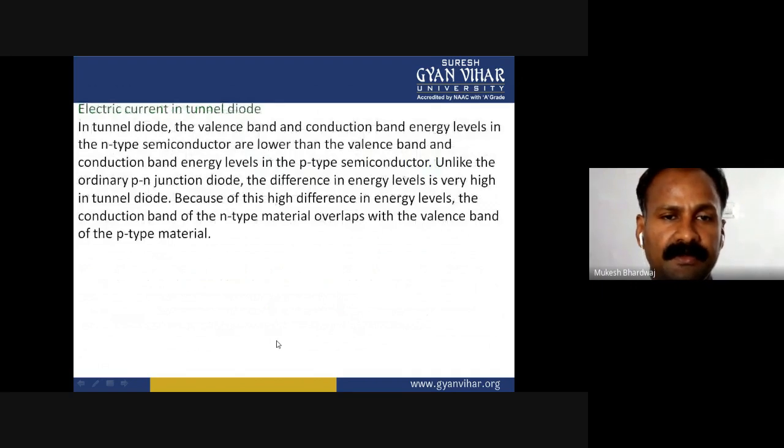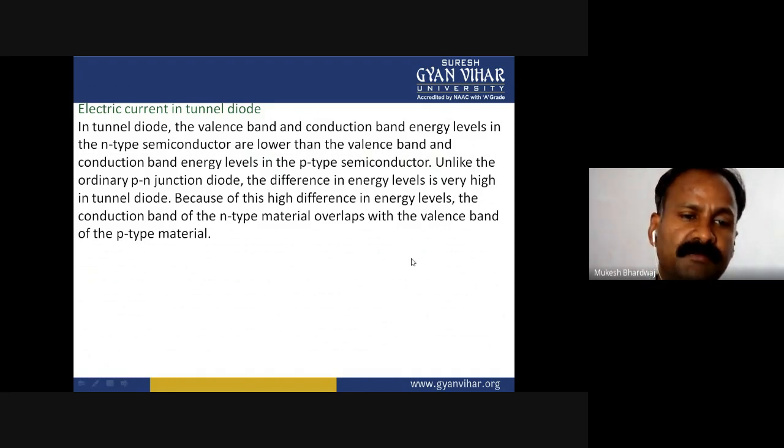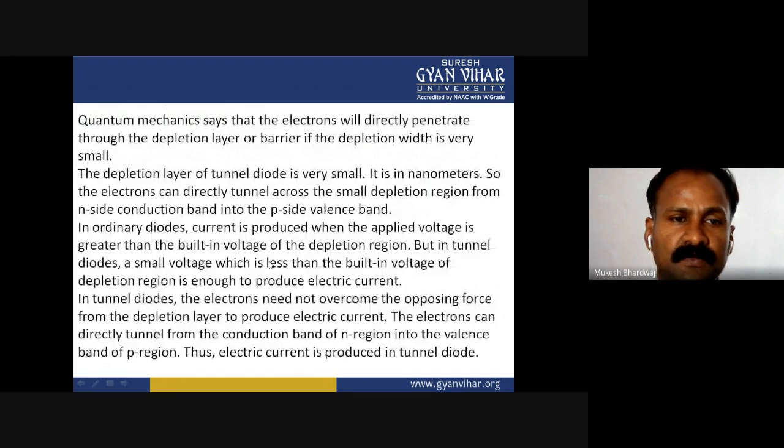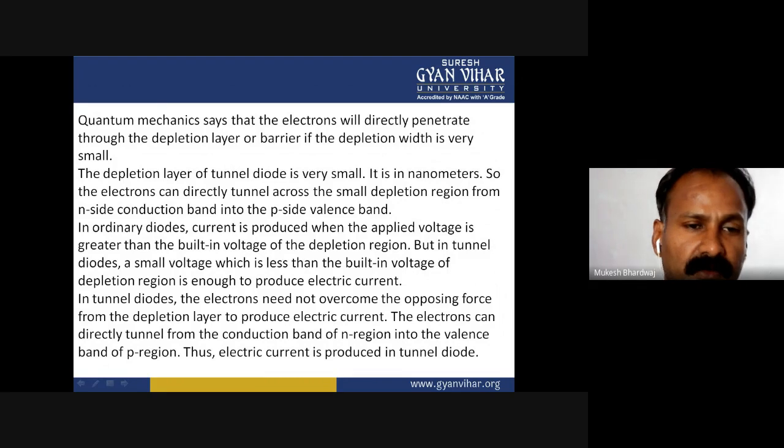Electric current in the tunnel diode. In a tunnel diode, the valence band and the conduction band energy levels in the n-type semiconductor are lower than those in the p-type semiconductor. Unlike the ordinary p-n junction diode, the difference in energy levels is very high in a tunnel diode. Because of this high difference, the conduction band of the n-type material overlaps with the valence band of the p-type material. Quantum mechanics says that the electron will directly penetrate through the depletion layer or barrier.